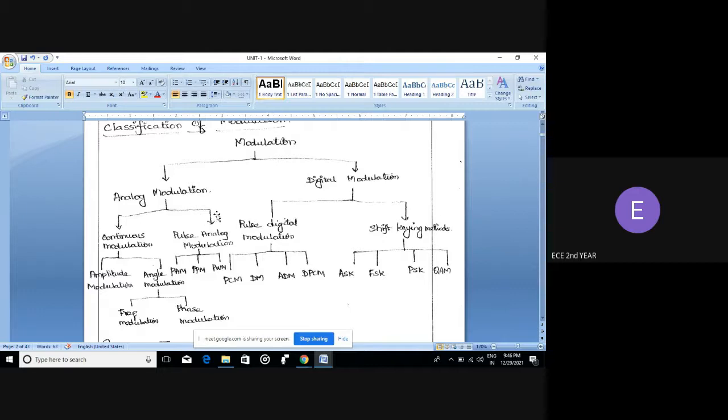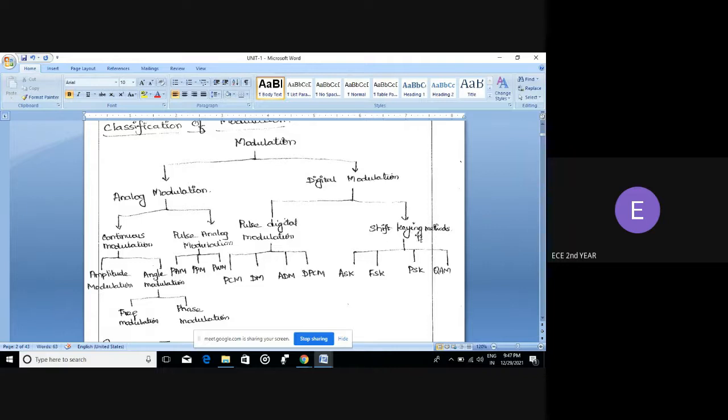The second type of analog modulation is called pulse analog modulation. In this one, we will have PAM, PPM, PWM. We will see them in detail later. And then digital modulation is again further classified into two things: pulse digital modulation and shift keying methods. Pulse digital modulation is divided into PCM, DM, ADM, DPCM like that.